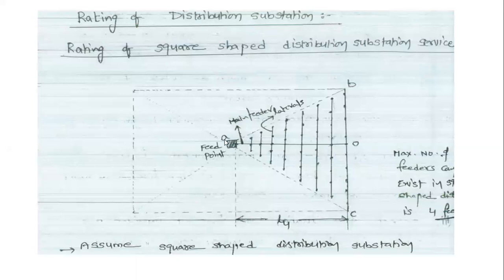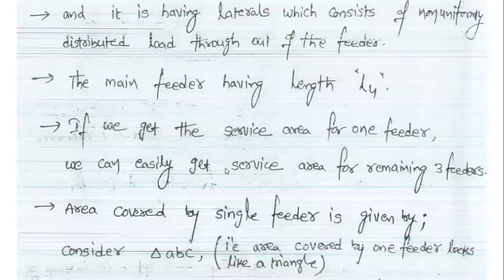This is the central feed point A, served by the 4 primary feeders. Therefore, the maximum number of feeders is 4. Assume a square shaped distribution substation, and it has laterals consisting of a non-uniform distribution load throughout all the feeders. We have 4 feeders with non-uniform distributed loads.